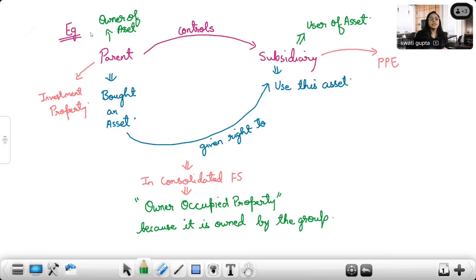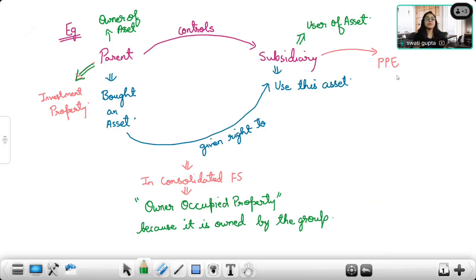The owner of the asset will always provide the right to use the asset. The owner is not recording it as a right-of-use asset, and therefore the owner will always record it as investment property. Whereas for the receiver of the asset, it depends whether they are using it for business purposes or subletting it and collecting rents. If the subsidiary uses it for business purposes, for production and supply of goods and services, or for head office or admin purposes, then the subsidiary will classify it as property, plant and equipment.